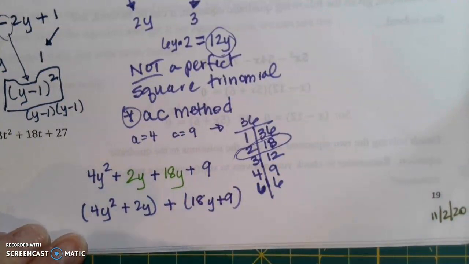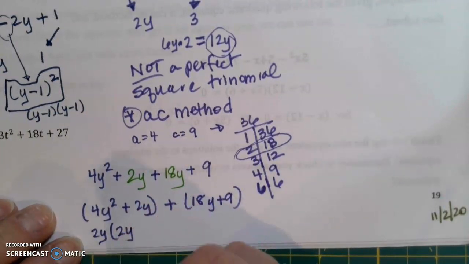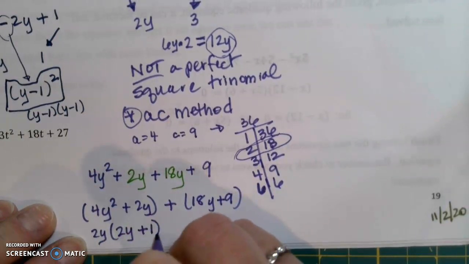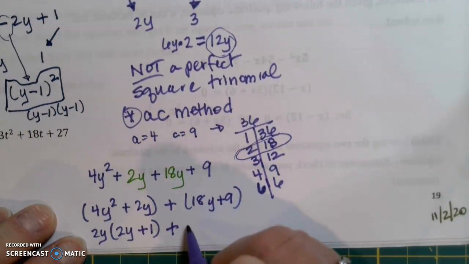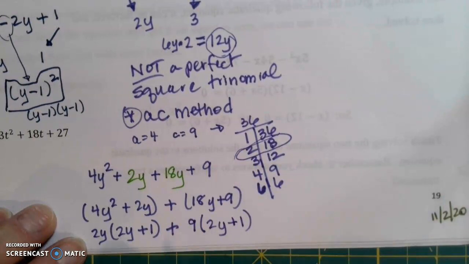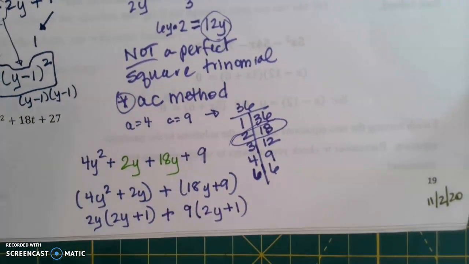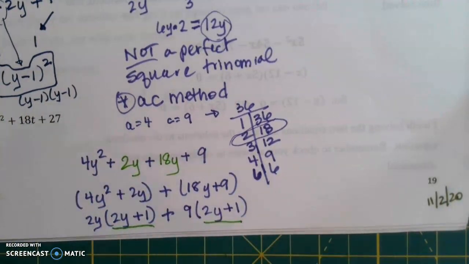Now we can pull out a greatest common factor if we're just focused in on each pair. So for this pair, 2y can be factored out, leaving behind 2y plus 1. And in the second one, we can factor out a 9, leaving a 2y plus 1. And so that is good, because what we hope will happen when we are factoring by grouping has happened. We got a common binomial.